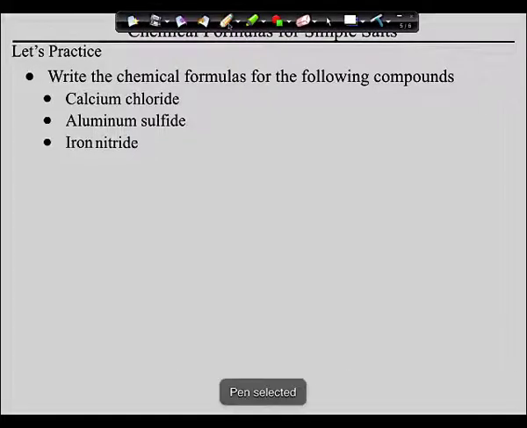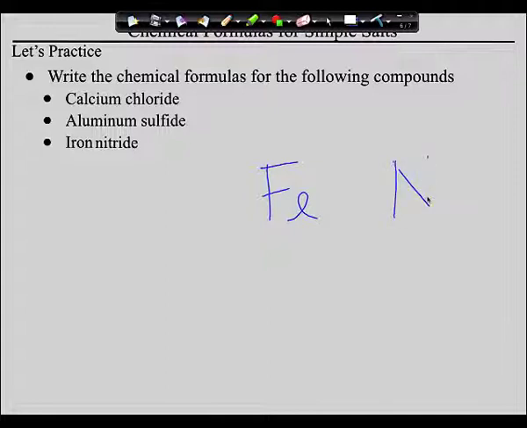So guys, here we go. Iron, is it element 26? Okay, iron is Fe. What is nitride? Nitrogen. Now, gang, we need charges. And you go look at iron, element 26, and what's its charge? 2 or 3 or, which one do we use?